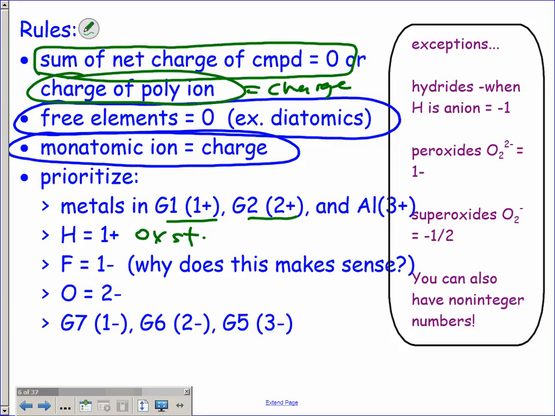Thank you. Fluorine will always get a -1 oxidation state.